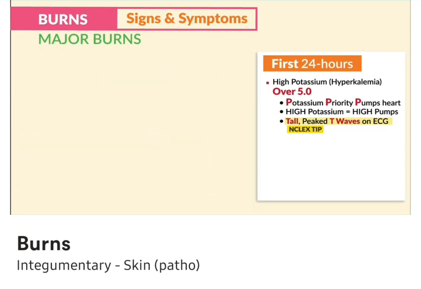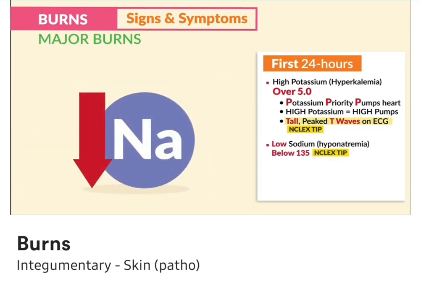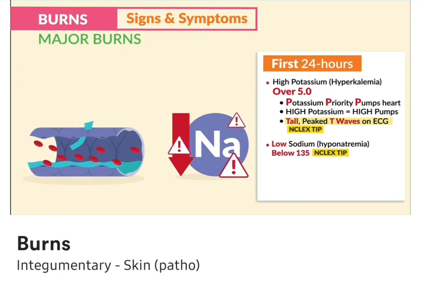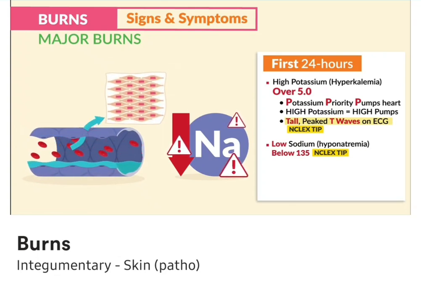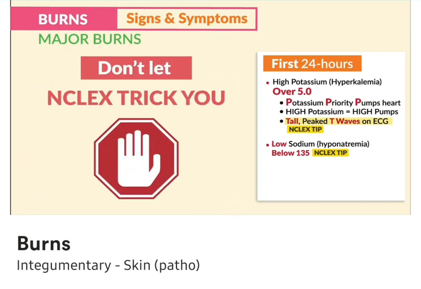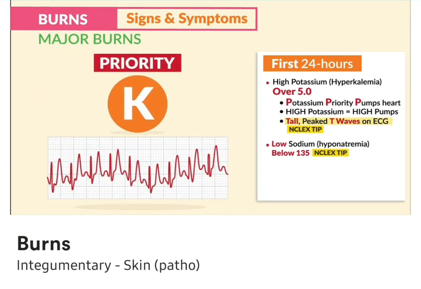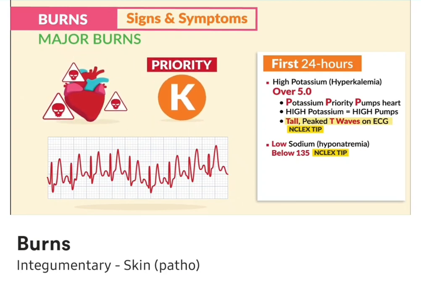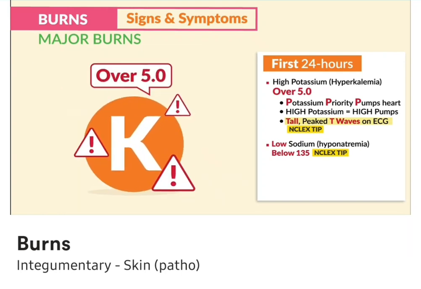Now, some other expected findings. We see low sodium, that hyponatremia, below 135, another big NCLEX tip, so write down that key number. Sodium is lost as fluid shifts within the blood vessels and into the tissues here. So just think where fluids flow, electrolytes go! Now, don't let the NCLEX trick you here. Potassium is the priority here, with all those peaked T waves that can lead to cardiac dysrhythmias and kill your patient. So remember, focus on any potassium higher than 5.0, because that is the priority.